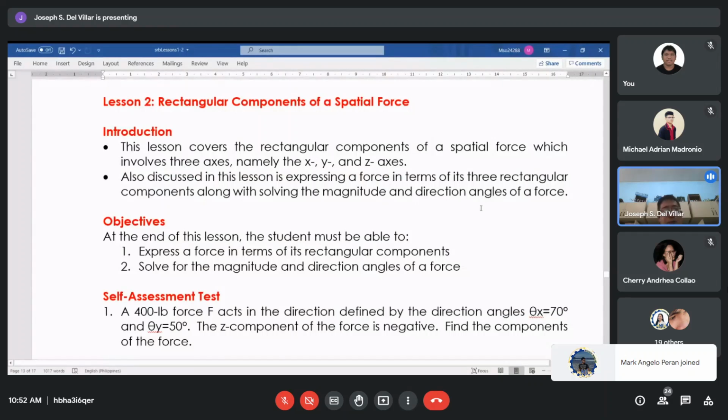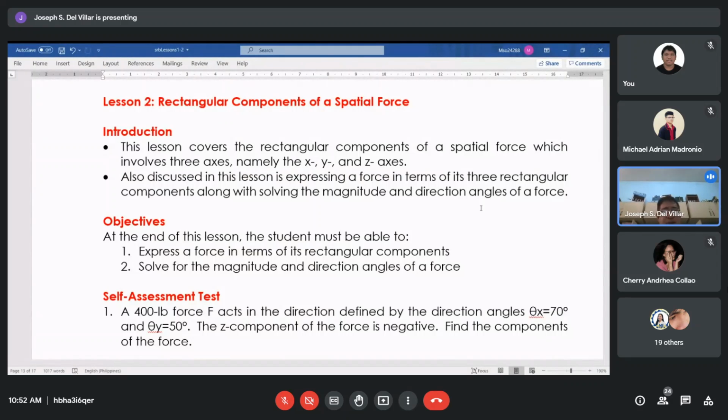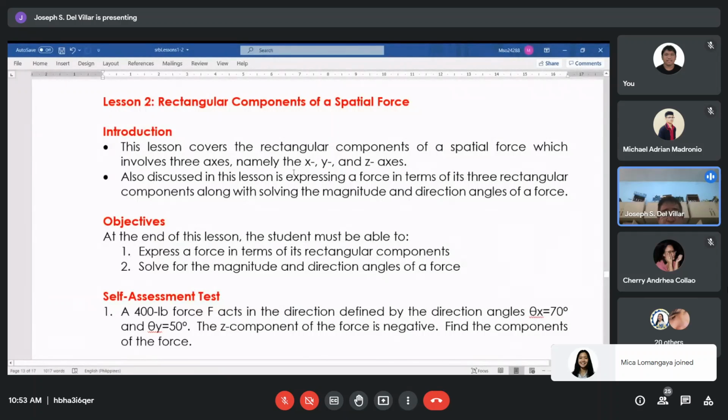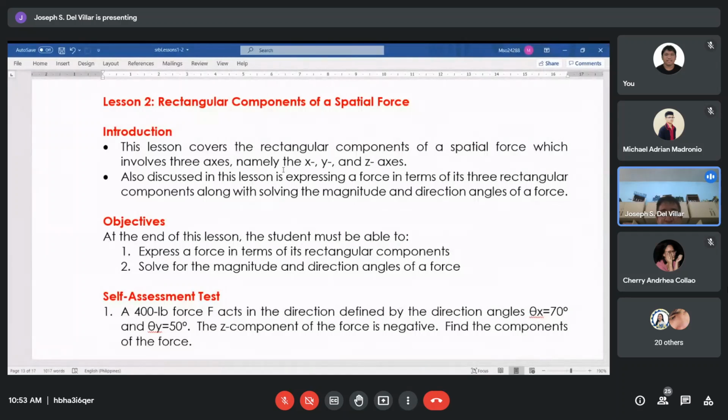Okay, lesson 2 is about rectangular components of a spatial force. Now, this lesson covers rectangular components of a spatial force involving the three axes, namely the x, the y, and the z axis. And then we are also going to discuss how to solve for the rectangular components of the given force. Meaning to say, we are going to express a given force into its rectangular components.